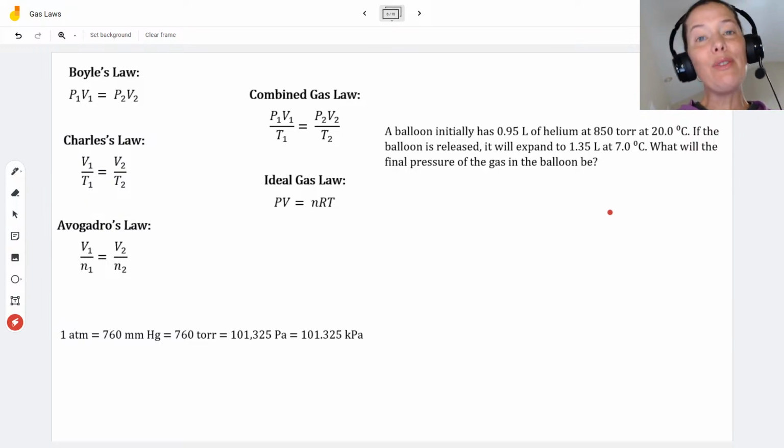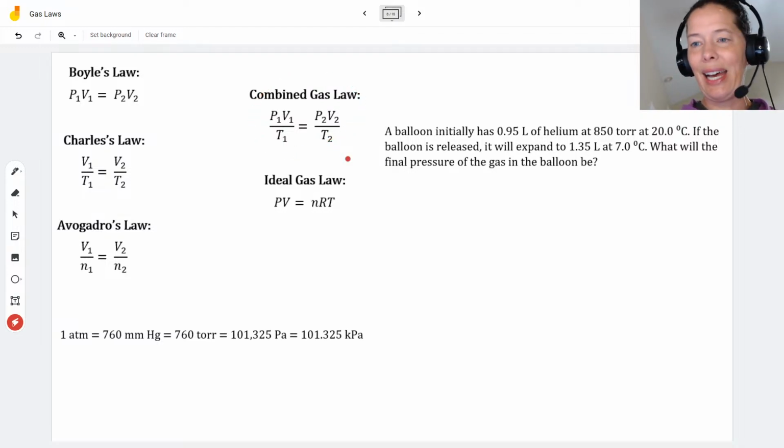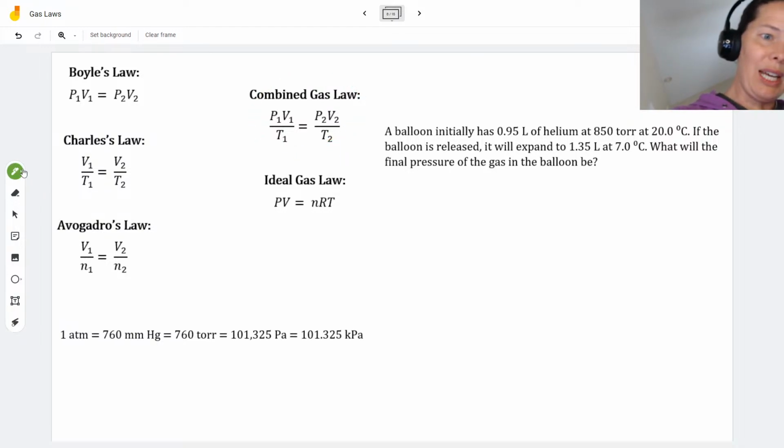So let's figure out what's changing, what's not changing, which gas law we need to use. So we have volume here that's changing, we have temperature that's changing, and we have pressure that's changing because we want the final pressure. So again, we need something where volume, temperature, and pressure are changing. So that is again going to be our combined gas law.